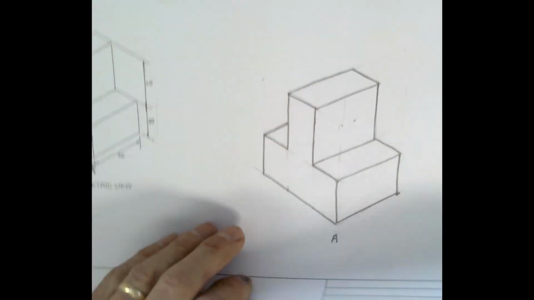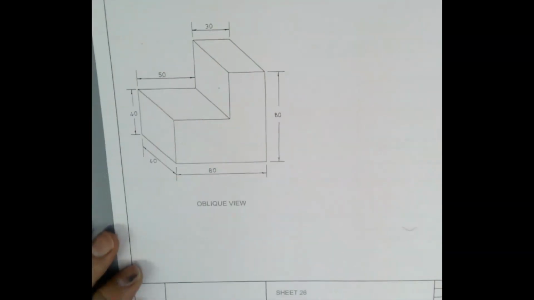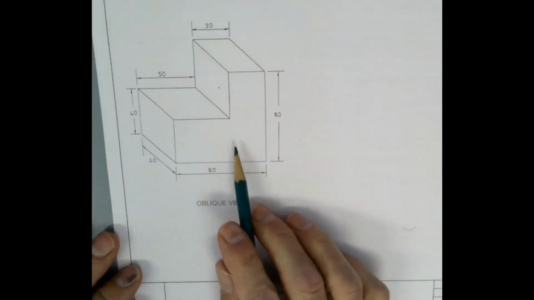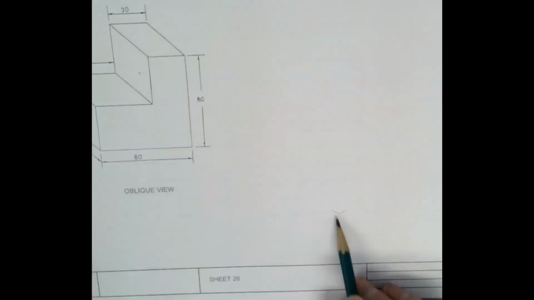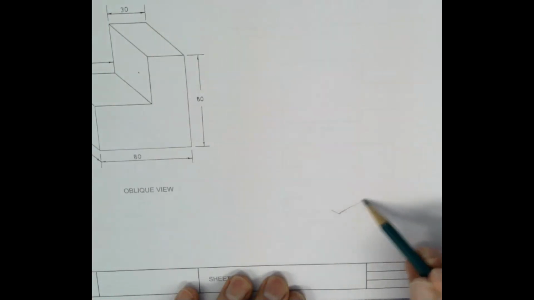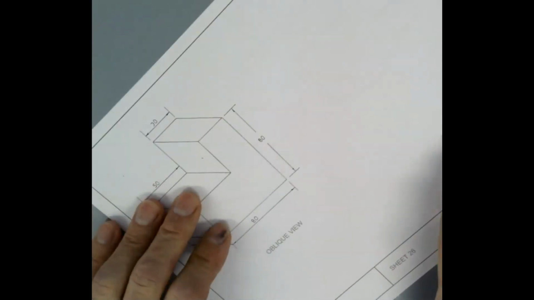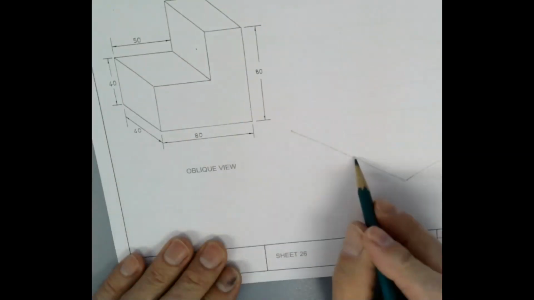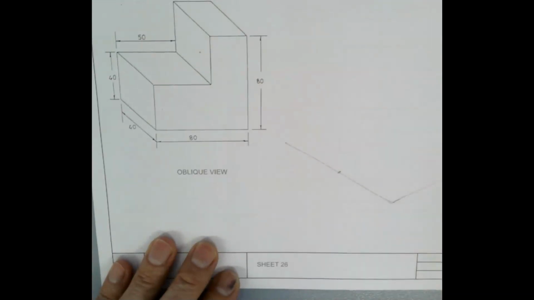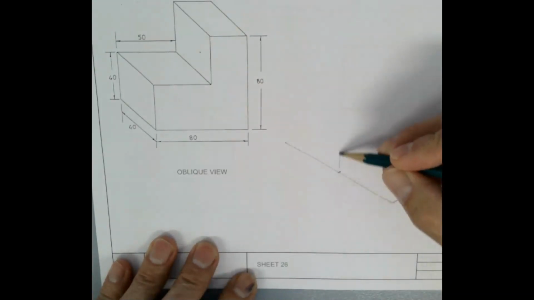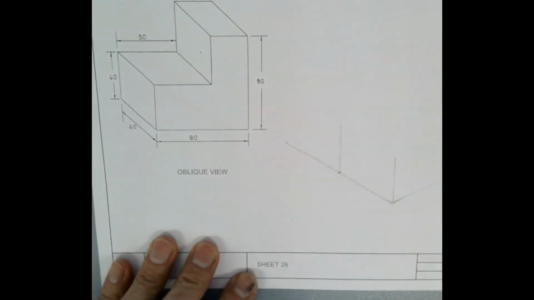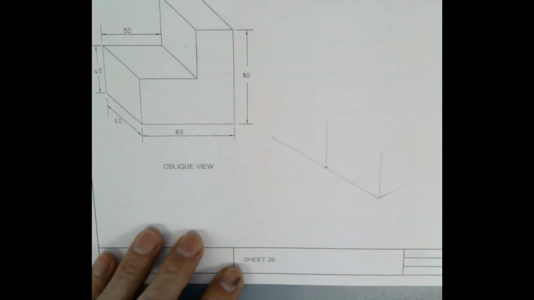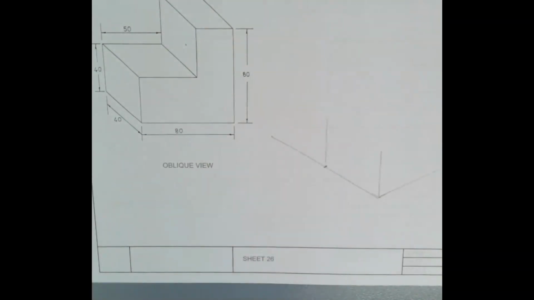Now there's another sheet here that's almost exactly the same. This time you've got an oblique view and the start point here. So we're going to go off to the right at 30 degrees. We're going to go off to the left at 30 degrees. On the left we're going to measure 40. On the right we're going to measure 80 millimeters, and we're going to draw vertical lines, the same as the last one, and I'm not going to tell you how to do this one because you can do it.